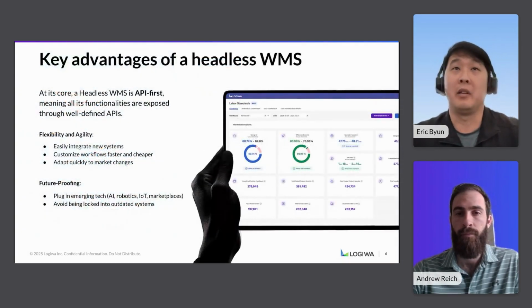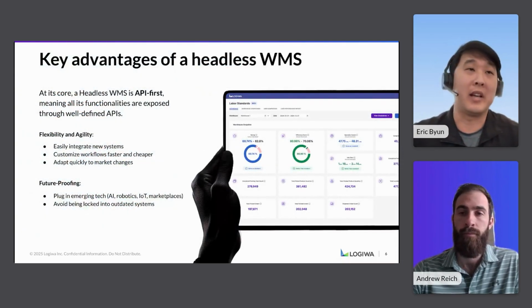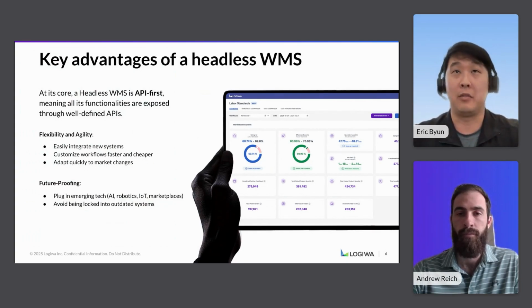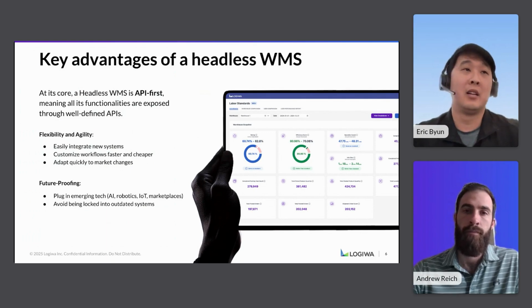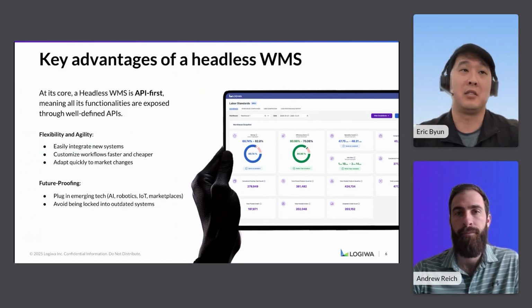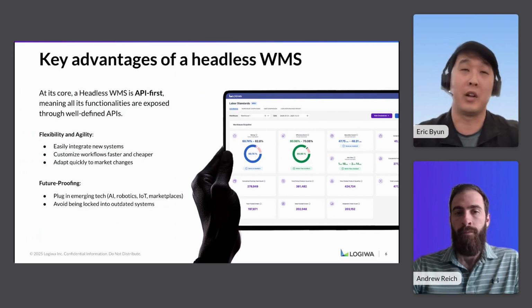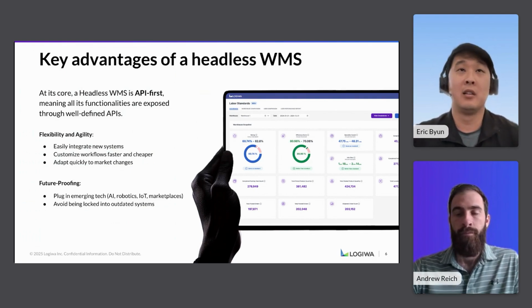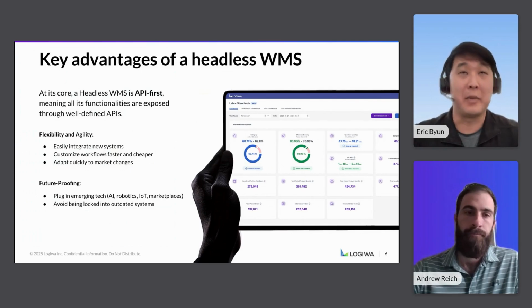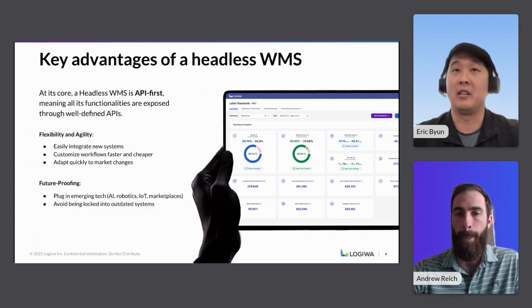So now that we understand the concept, I want to dive a little bit deeper into the advantages that the architecture brings, not just from a tech perspective, but also from the business side. At its core, a headless WMS remains API first, meaning all the functionalities that you see within the UIs are exposed through well-defined APIs. So the first major benefit is flexibility and agility.